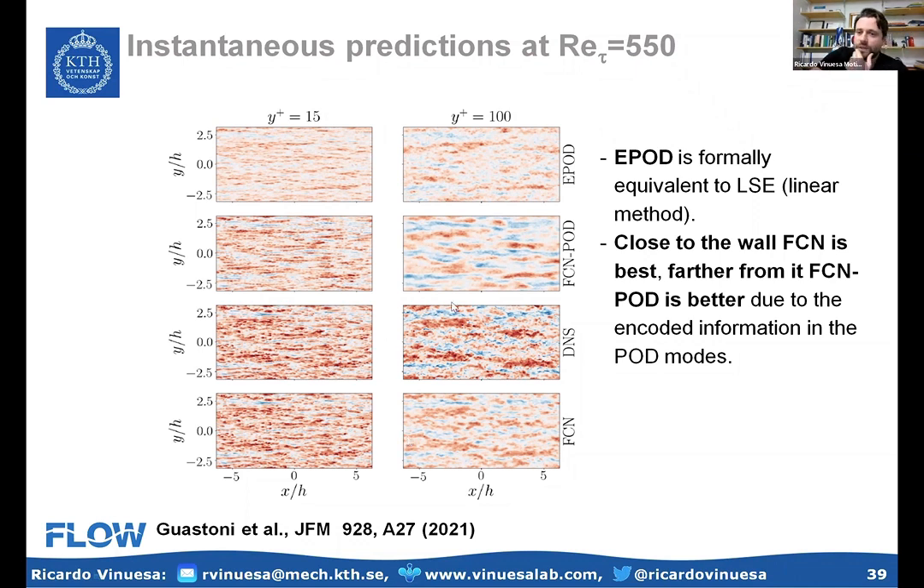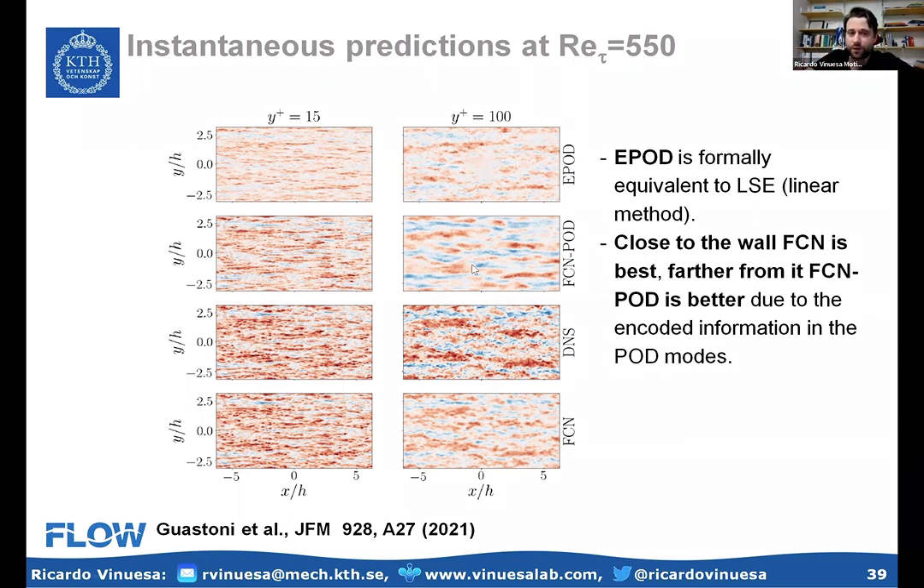What is interesting, first of all, is that the linear method, of course, exhibits attenuated fluctuations. So as before, if we compare the first and the third rows, the linear method is not performing so well because it can only capture the linear interactions of the flow and not particularly the superposition of the large scales onto the wall. For the FCN row, you see that it has an excellent agreement at y plus 15. So close to the wall, using the fully convolutional network to make the predictions gives me excellent results. And interestingly, I will show you in a minute the error levels, this is more efficient than doing the POD, the proper orthogonal decomposition, and then predicting the coefficients.